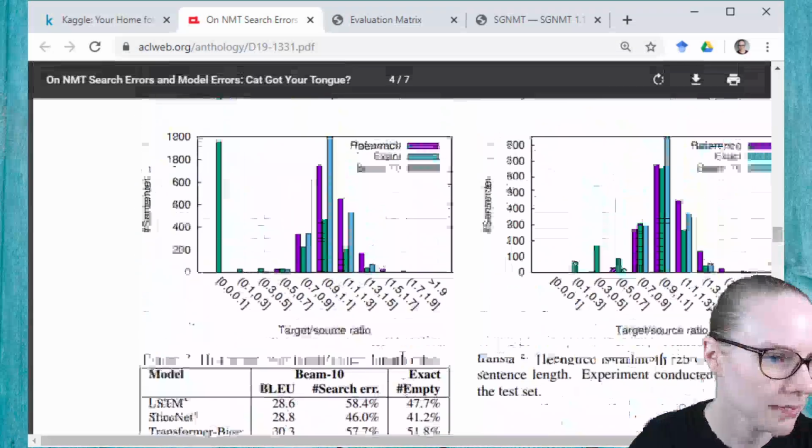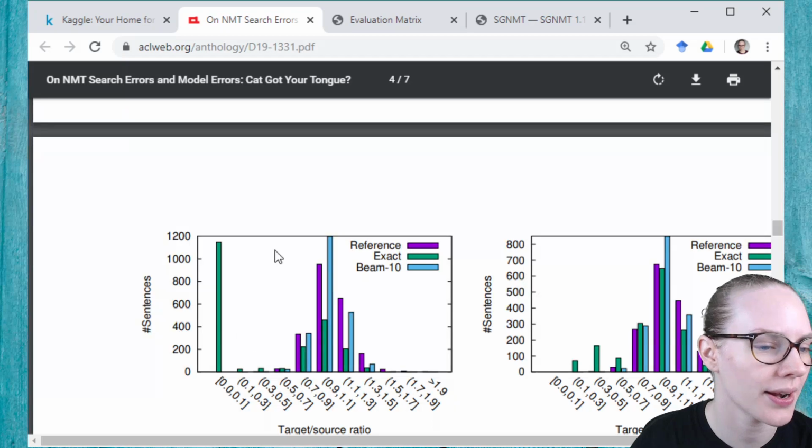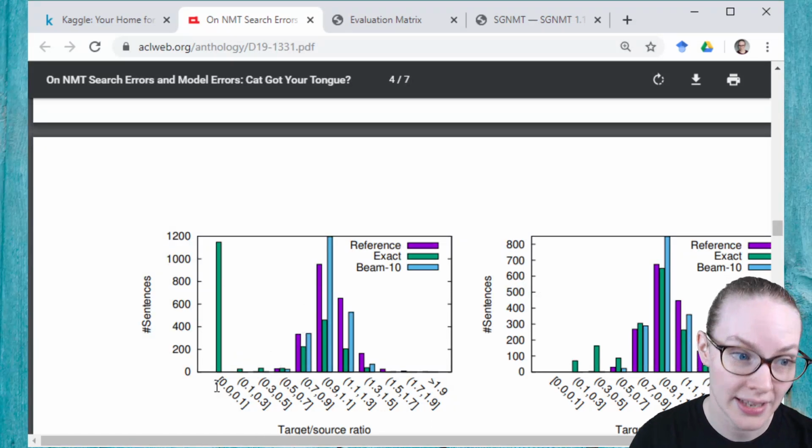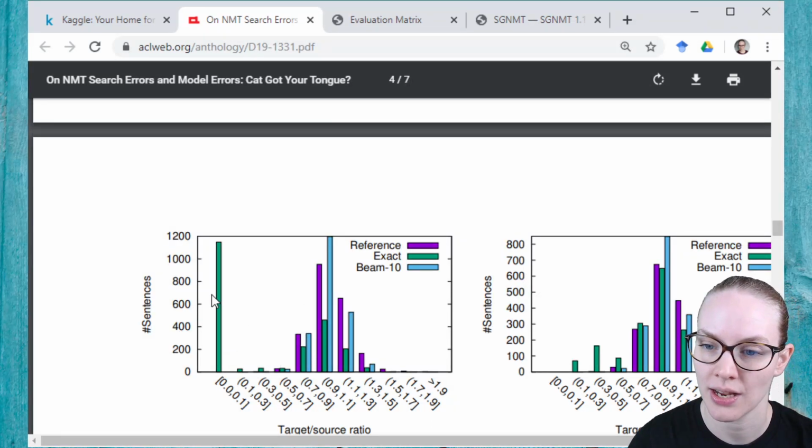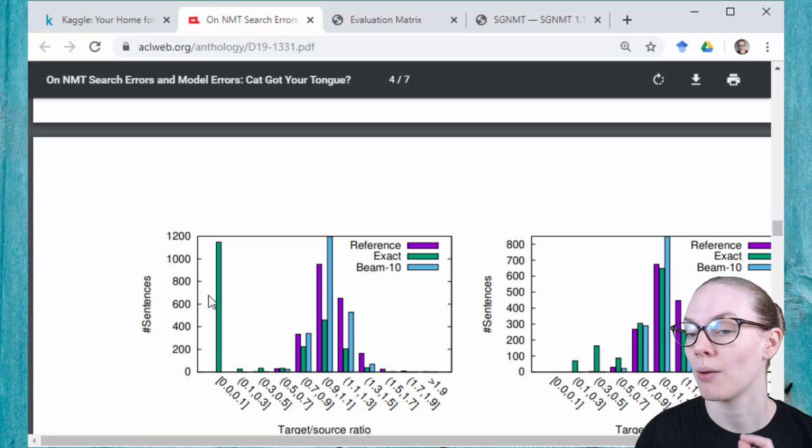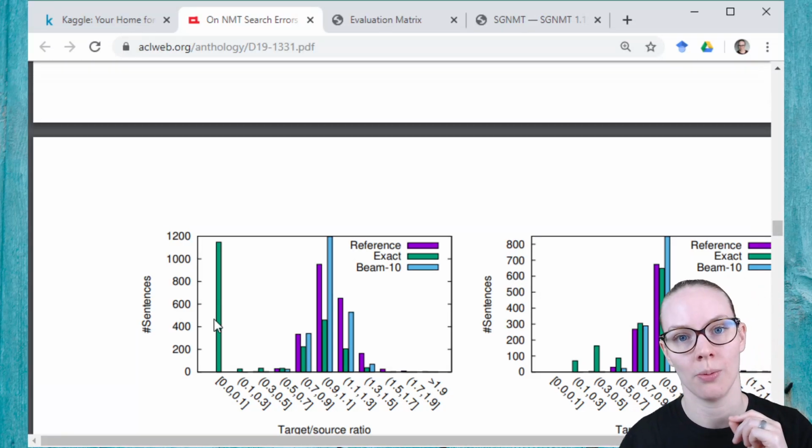Okay. So what we're seeing here is that exact search sure enough does give us empty translations, and the problem is not in the search. We know that the problem is in the modeling.